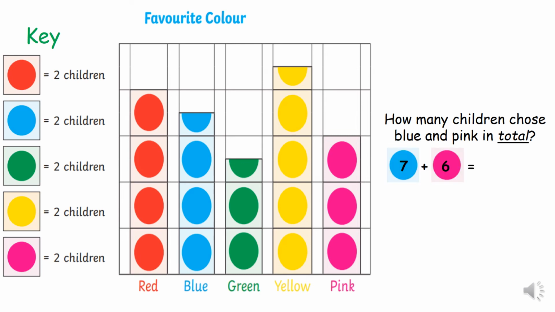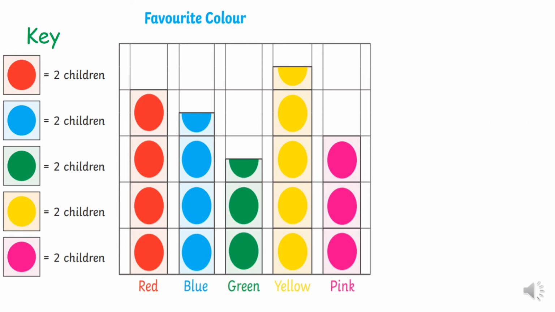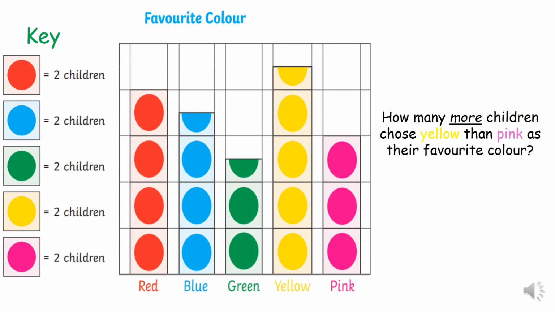7 children chose blue as their favourite colour and 6 children chose pink as their favourite colour. This means that my number sentence is 7 plus 6. What is 7 plus 6? Can you work that out? Good, it's 13. So 13 children chose blue and pink in total.